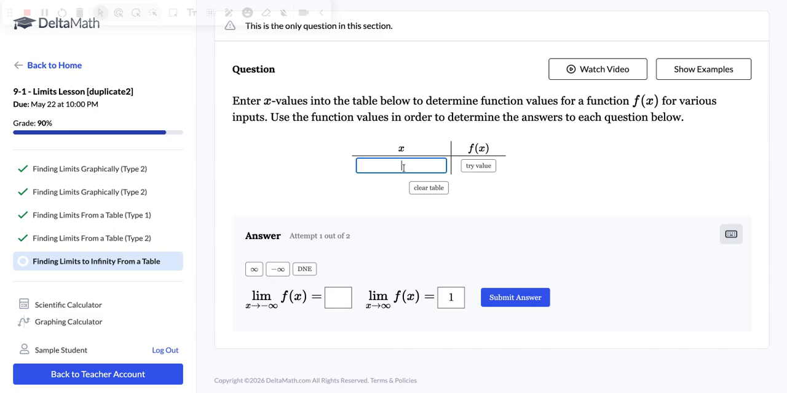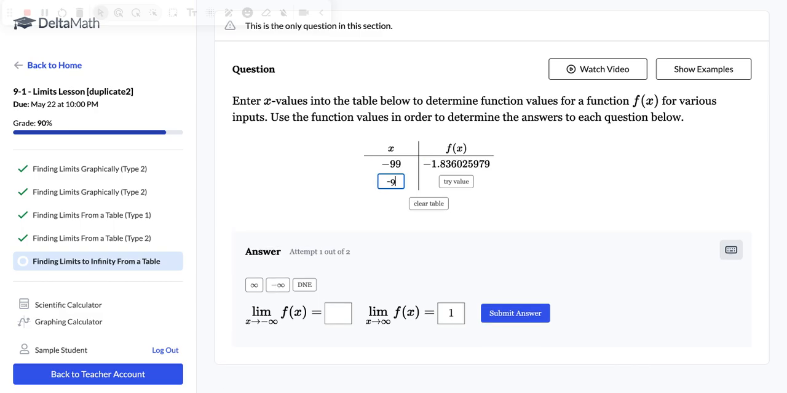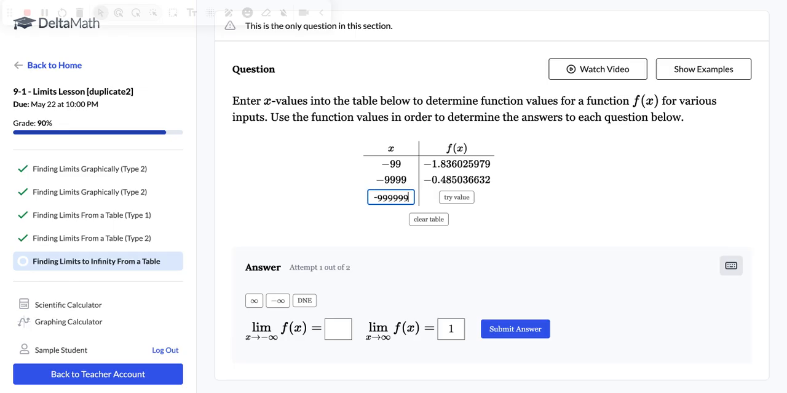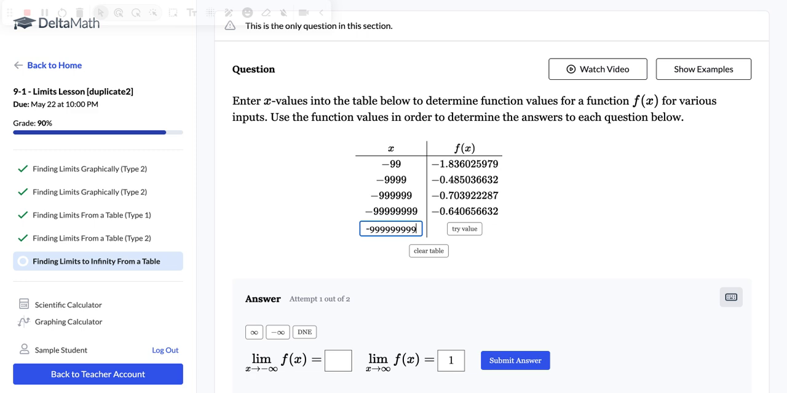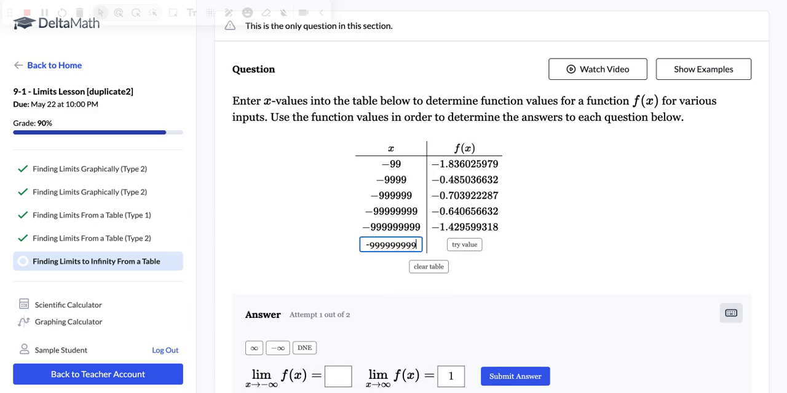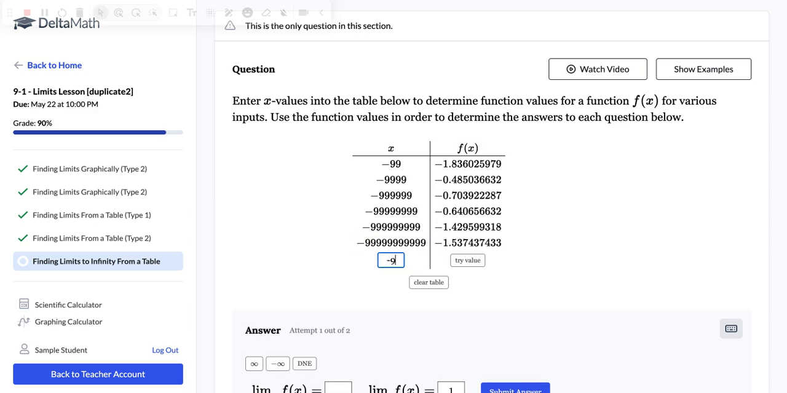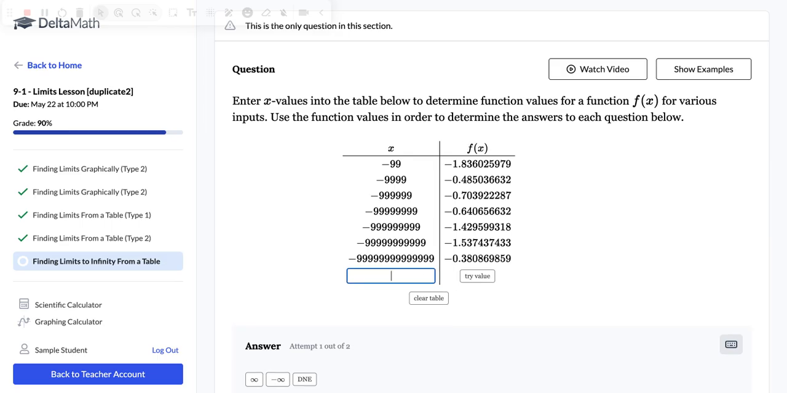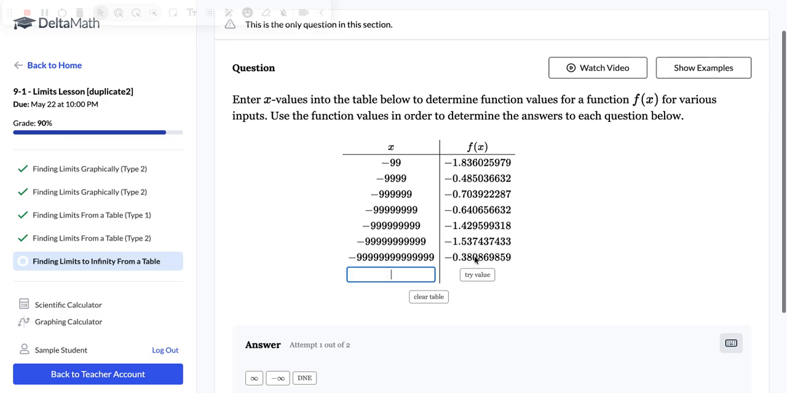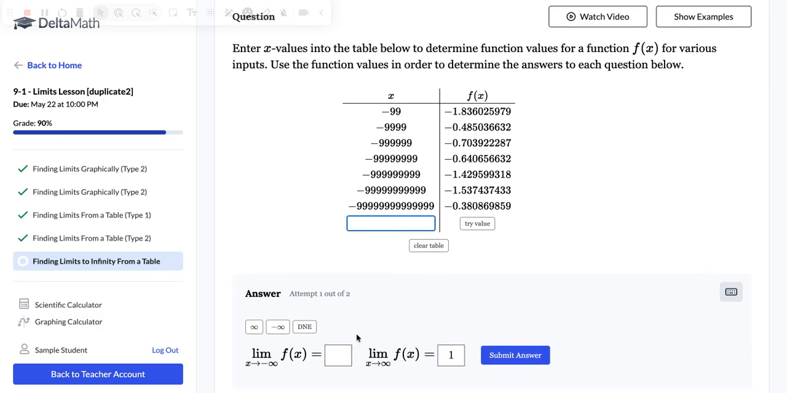What about negative infinity? We start with this, and then we go to that, then we go to this, then we go to something even bigger. Now, look at what's happening with the function. Oh, it's just jumping all over the place. It's not heading toward any, oh, and then it just dips out. So there's no clear pattern here at all. It's not heading toward any particular value. You're going to say DNE.